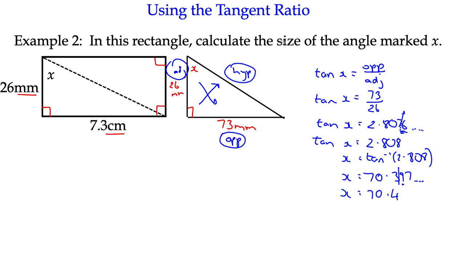And it just says calculate the size of angle marked X. There's no words to describe it, so I'm just going to keep it as X equals 70.4 degrees to one decimal place. Okay, so here's two examples where we've started off with a shape that's not a right angled triangle, but we've managed to find right angled triangles in them to be able to apply trigonometry using the tangent ratio.